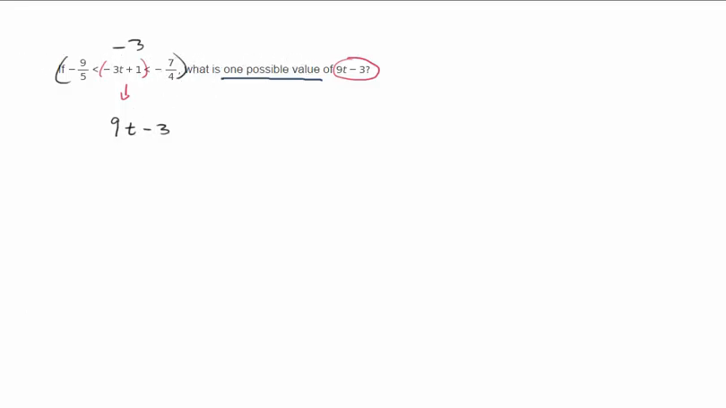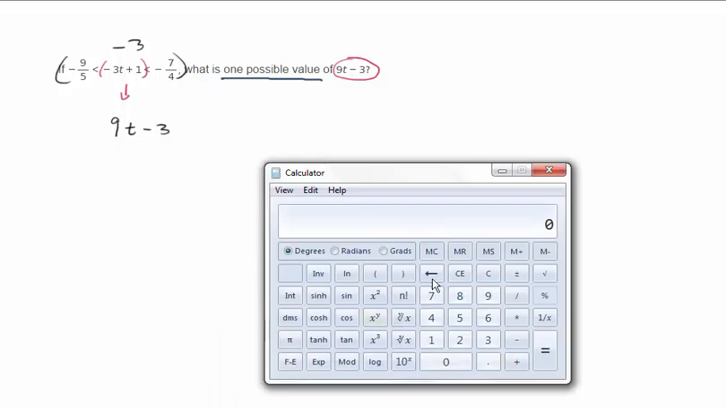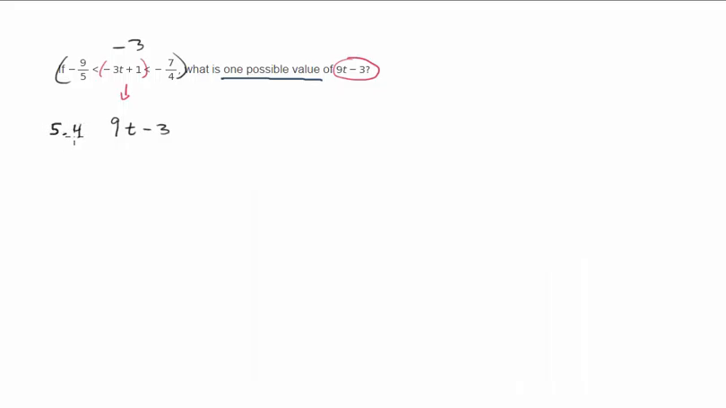This is calculator permitted. And so we have 9/5. I think that's 1.8. I know that's negative, but we have two negatives, so I'm just going to leave the negative out. 1.8 times 3, that's 5.4. So this is going to be 5.4. I'm just going to leave the sign out for a minute.